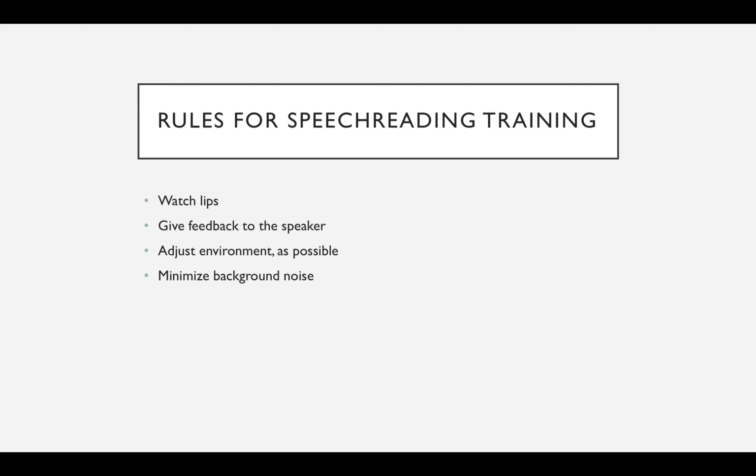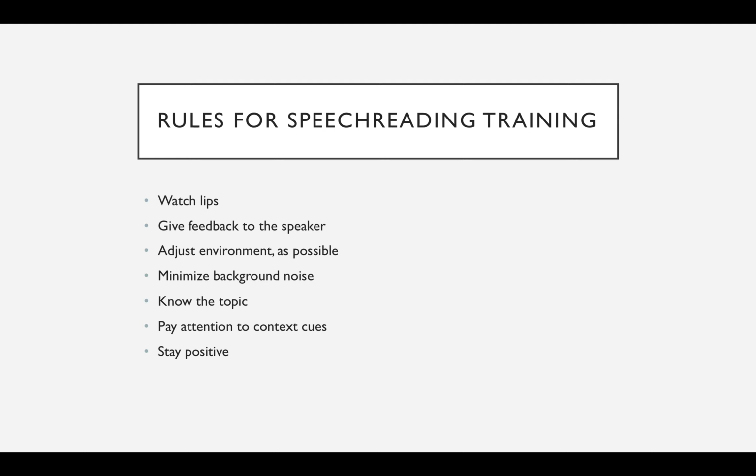Rules for speech reading training, the general overview, is you want to make sure you're watching their lips, and when you're working with someone, you want to be giving feedback to the speaker. You want to adjust the environment if it's possible. Back to the feedback to the speaker, let them know what is working well and what isn't. You want to minimize the background noise, so close doors or do it in a quiet space if possible, and then know the topic you are going to be discussing, and then pay attention to context clues, and always remember to stay positive.